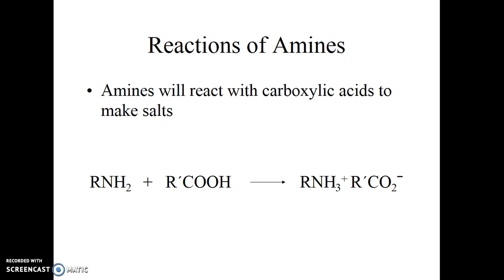Amines also will react with carboxylic acids. When we were in the carboxylic acid derivative chapter, I tried to get across the idea that amines do not react with carboxylic acids to make amides, that what happens instead is there is an acid-base reaction. So you get a salt from the two.